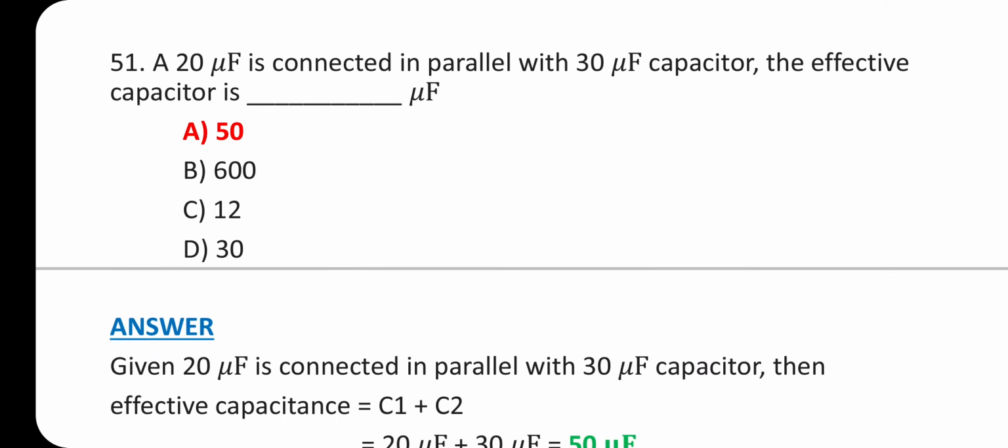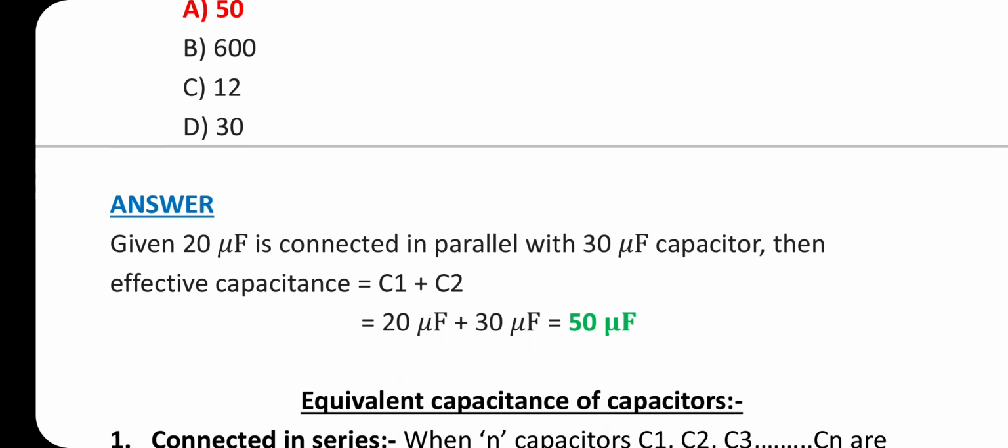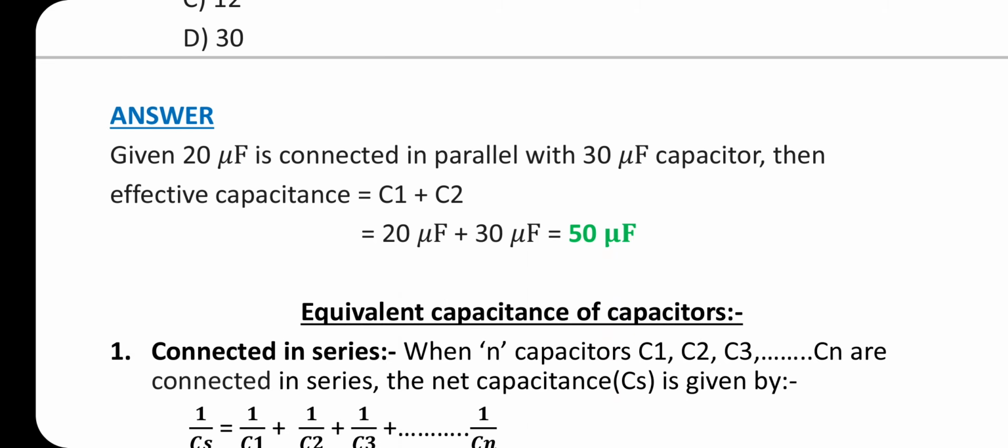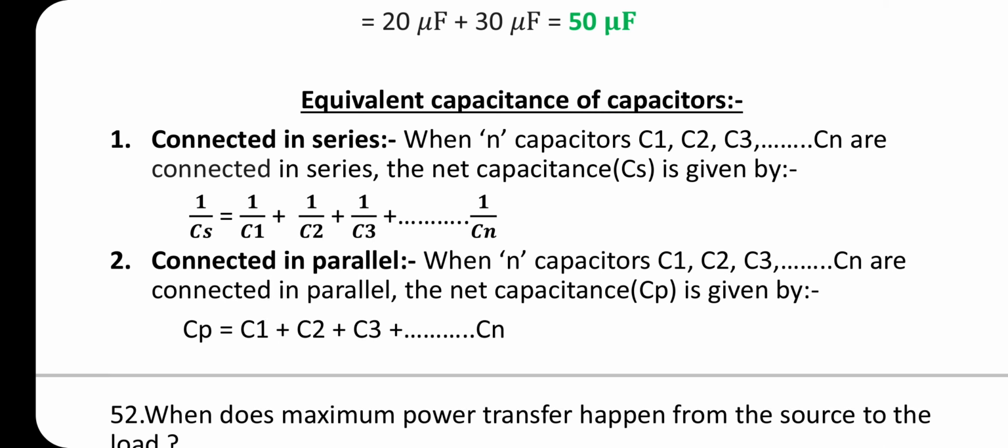51. A 20 microfarad capacitor is connected in parallel with a 30 microfarad capacitor. The effective capacitance is dash microfarad. This is 50 microfarad. Given a 20 microfarad capacitor connected in parallel with a 30 microfarad capacitor, the effective capacitance is C1 plus C2 in parallel connection. Therefore, 20 microfarad plus 30 microfarad gives 50 microfarad.